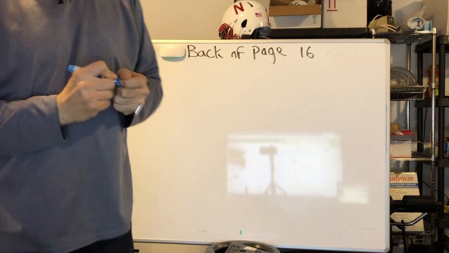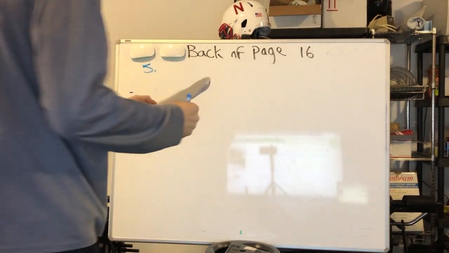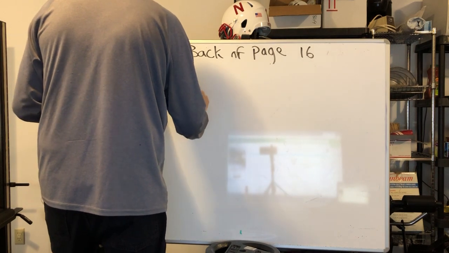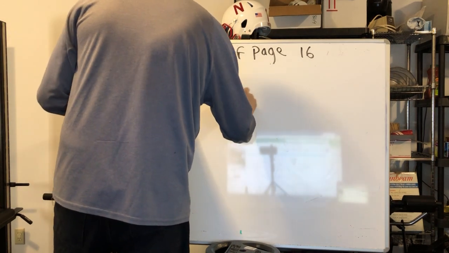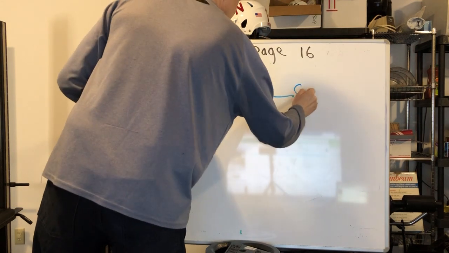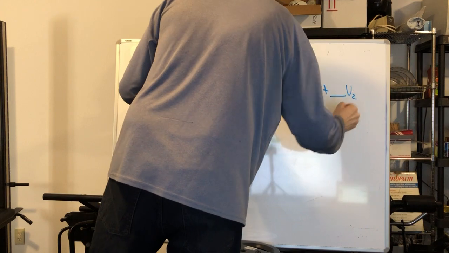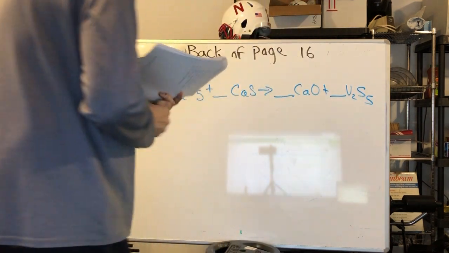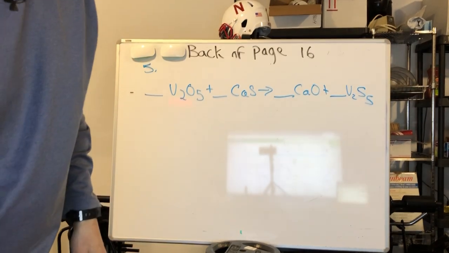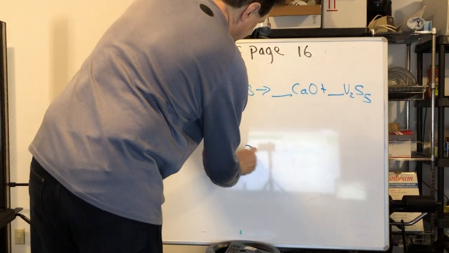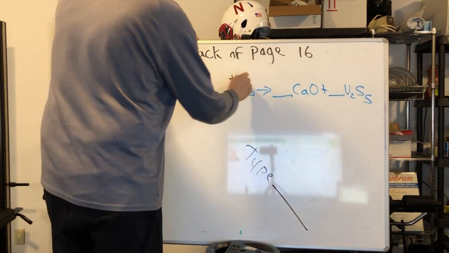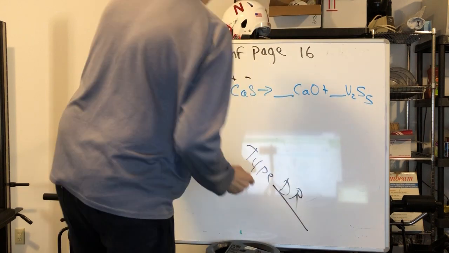The last one in this set is going to be number 5. It's going to be a 2-setter. So I'm going to go with V2O5 plus CaS to CaO plus V2S5. All right, let's take a look. First up, we're going to type it again. Looks like we got cation, anion, double replacement.